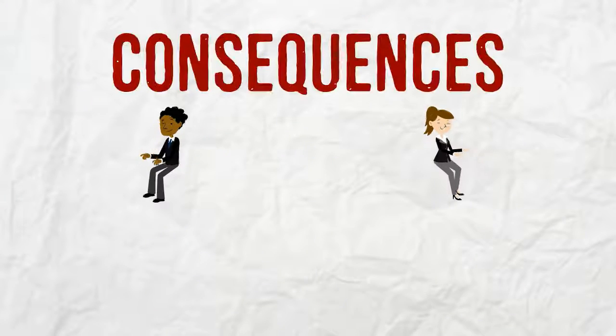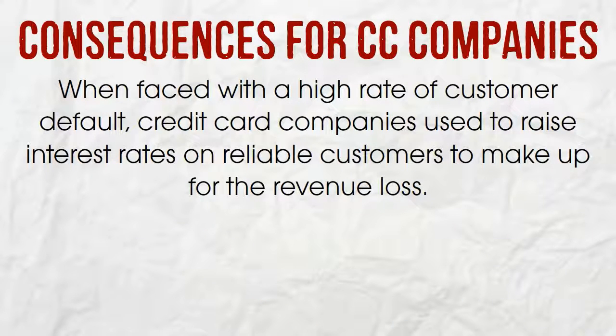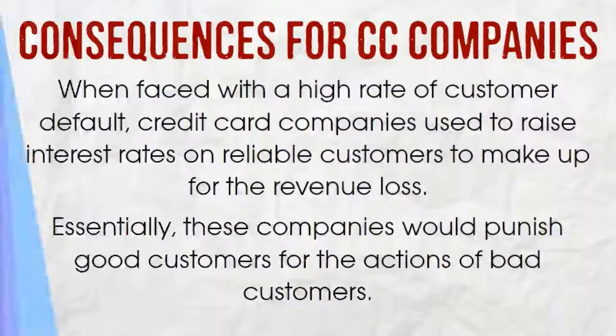When faced with a high rate of customer default, credit card companies used to raise interest rates on reliable customers to make up for the revenue loss. Essentially, these companies would punish good customers for the actions of bad customers. So they have customers they know are going to pay, so they just raise the interest rates to make up for the ones who aren't paying. Of course, no good deed goes unpunished.